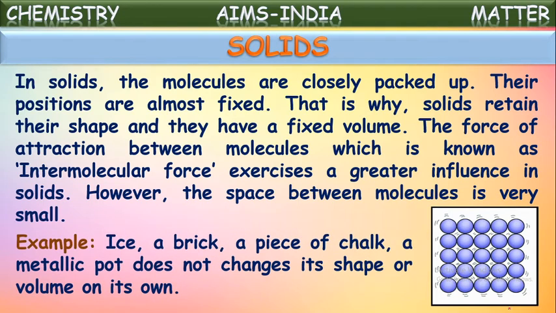Examples for the solids you see here: ice, a brick, a piece of chalk, a metallic pot, and these do not change their shape, even the volume also. So these all come under examples for solids. They will have fixed shape and volume because in those, matter molecules are tightly bound.